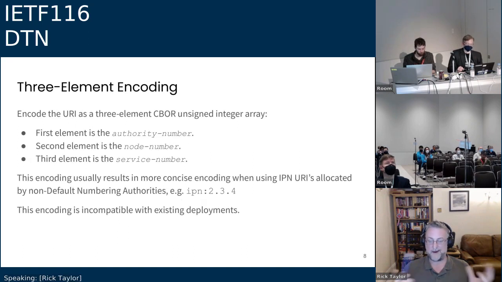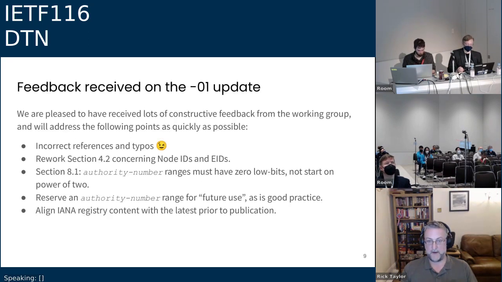Three-element encoding, I kind of summarized it before. You've got three elements: authority number, node number, service number, just as we defined for the IPN URI. You encode it as a three-item array, nice and short and sweet. Next slide, please. So this is what we have updated.